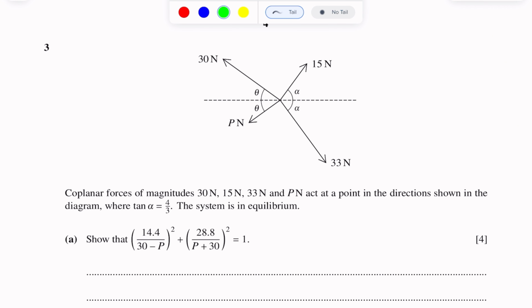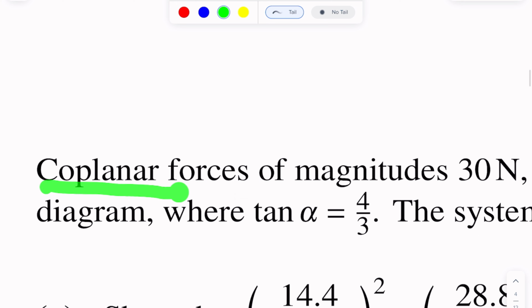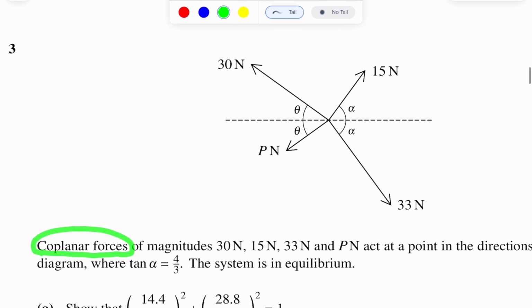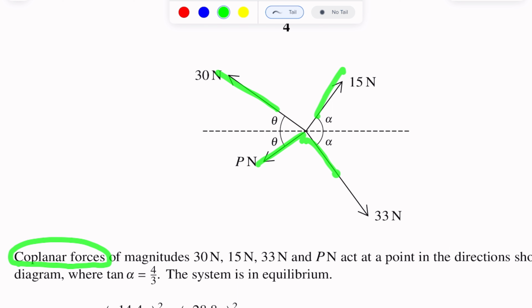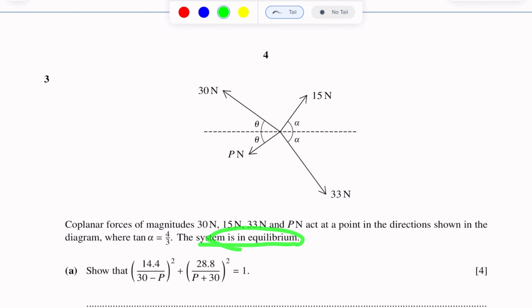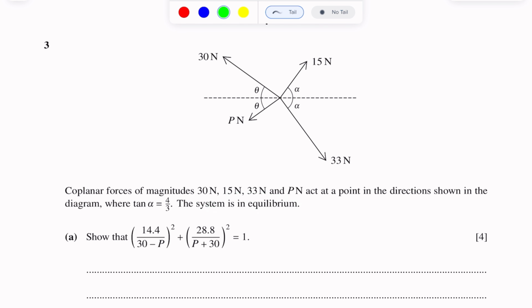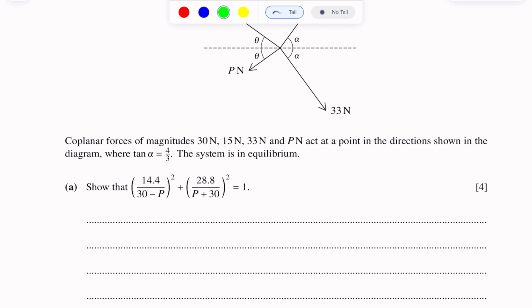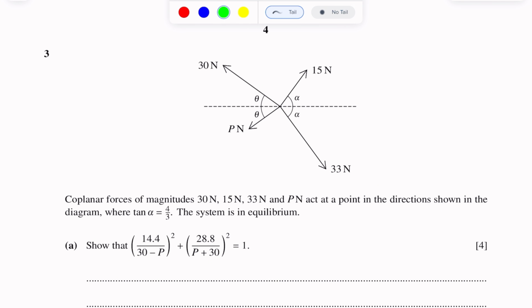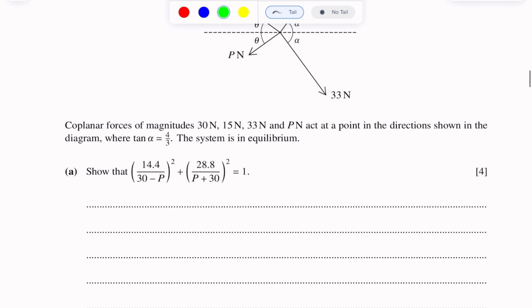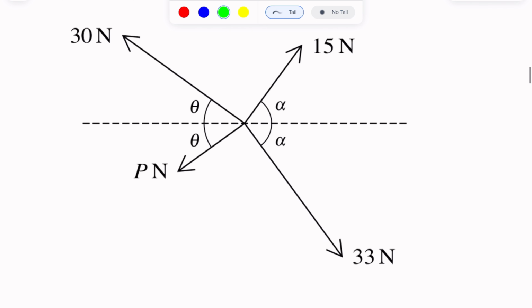First of all, coplanar forces mean the forces acting on the same plane. These forces are acting on the same plane, and here tan alpha is given as 4 over 3. The system is in equilibrium. Now, for equilibrium, the concept is that the sum of horizontal forces equals 0 and the sum of vertical forces also equals 0. So first of all, we will make the diagram again to resolve these given forces.